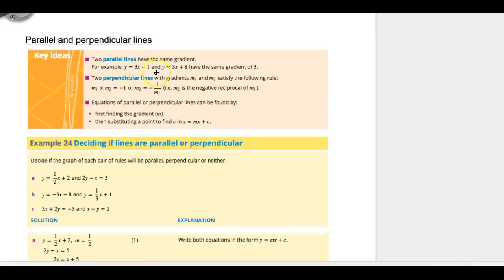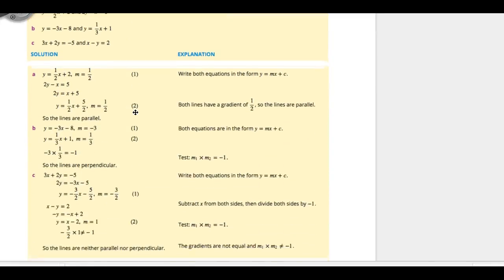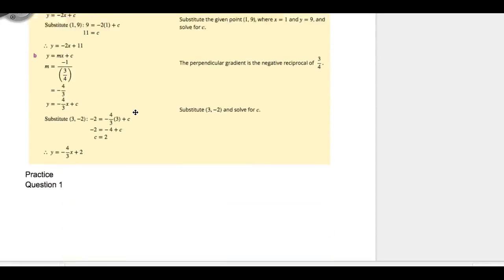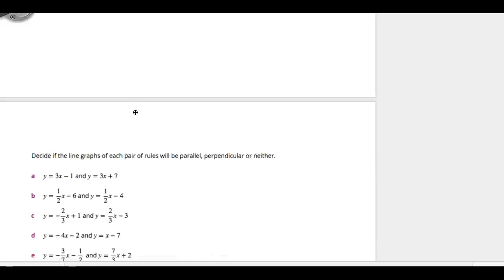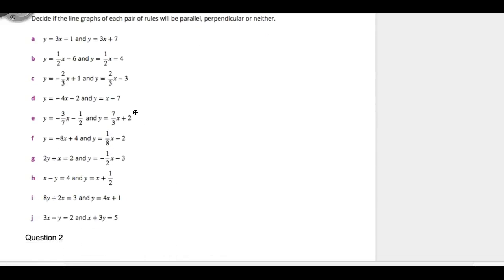So here we've got 2 lines and we can see the coefficient of x for both of them is 3. So they're parallel because they have the same gradient. They have a gradient of 3. Now, if I just scroll down for now, because perpendicular lines are a little bit harder. Decide whether these are parallel, perpendicular, or neither. So let's just go through a few and see whether they're parallel.